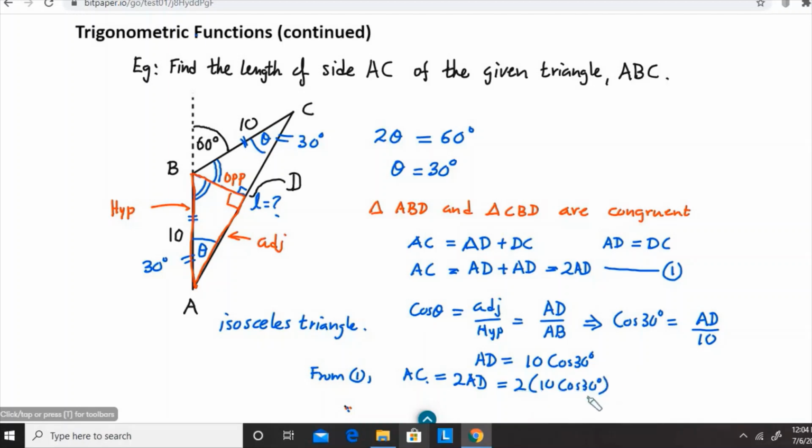And now you can use a calculator to find the answer. You'll see that the answer is 17.32 units. So that's how you do this example. Here we use some basic rules in geometry as well as the definition of one trigonometric function, namely the definition of the cosine function.